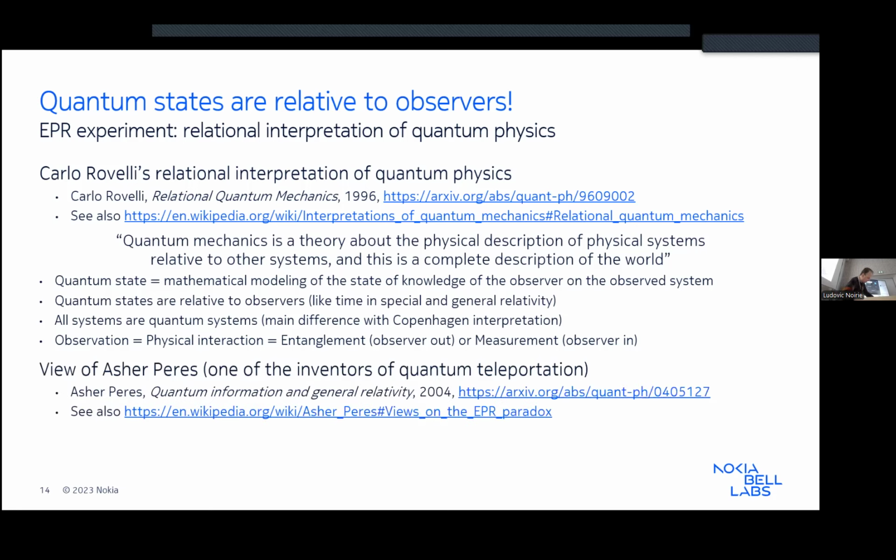Asher Peres, one of the inventors of quantum teleportation, has something a bit along the same line. Quantum state is about information, and what is important is that when Alice measures her qubit, absolutely nothing happens at Bob's location. There is a change in the state, but the state is relative to Alice. For the state of Bob, nothing happens. Something happens only when he receives the information from Alice of what she measured, or when he does a measurement. This is a really important aspect.